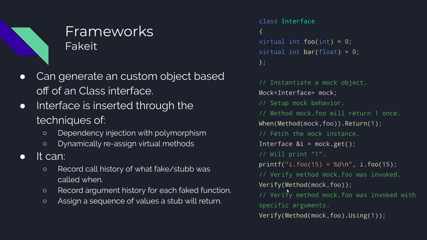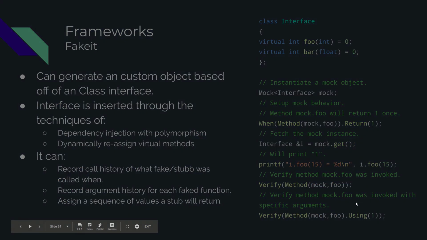Here we have a verify method, and this is actually an assertion that can check to see if that method was called. And here we have a verify method that checks to make sure that it was specifically called with only 1. Or I'm sorry, that it was called being passed a 1 is what I meant to say. And if all these are correct, and in this case it would be correct, then you would pass this test.